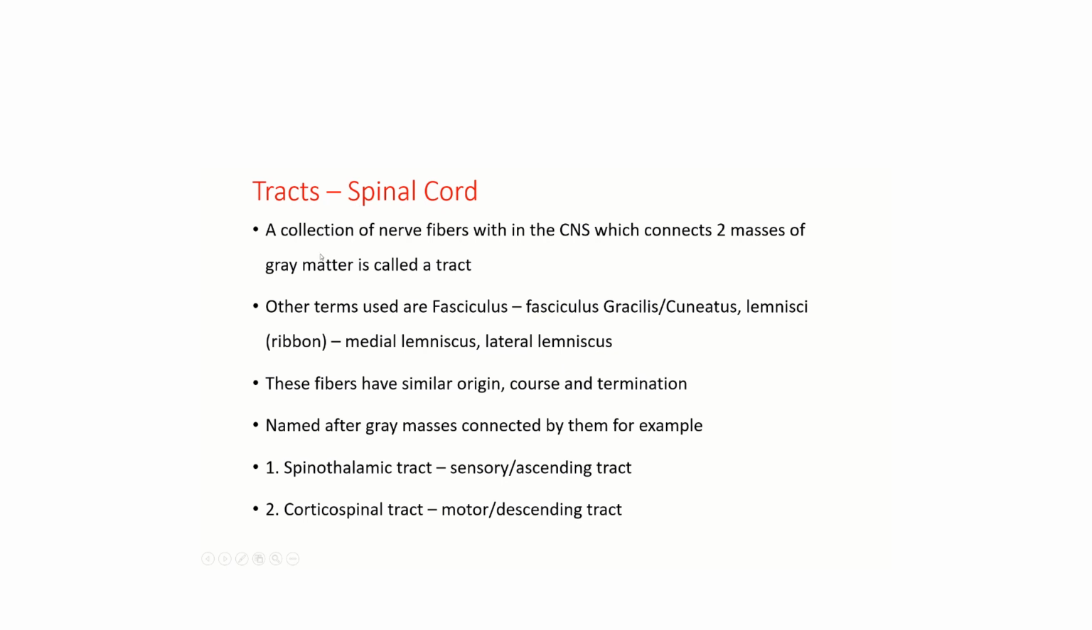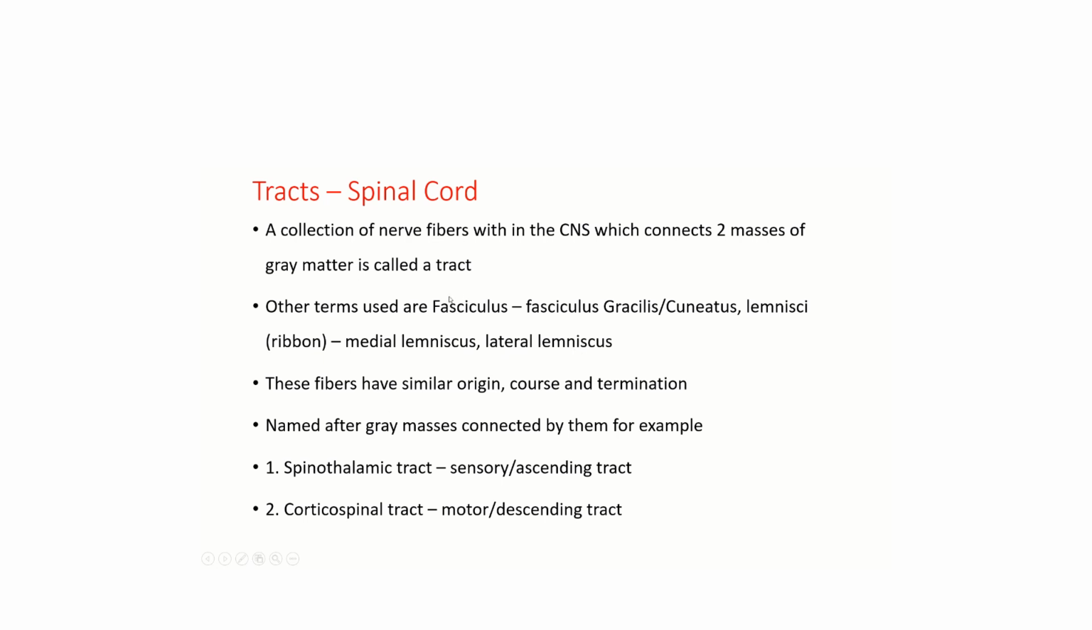Good morning. Today we'll be revising the ascending tracts. So what is a tract? It is a collection of nerve fibers within the central nervous system which connects two masses of gray matter. Other terms similarly used for tracts are fasciculus, for example fasciculus gracilis and cuneatus, and lemnisci, which are ribbon-like tracts, such as the medial lemniscus and lateral lemniscus.